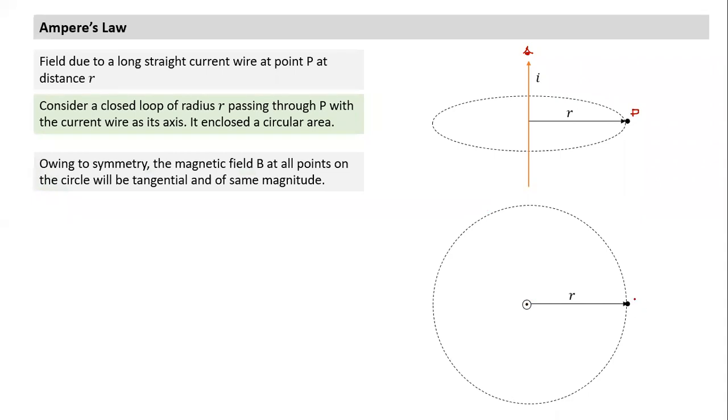This is the point where I want to find the magnetic field, and this is R. If I take this loop and have to calculate the integral of B dot dL, I need to divide this loop into small pieces, and at each point I need to know what the field is. Suppose this is a point here. To calculate B dot dL over this element, first I define dL.